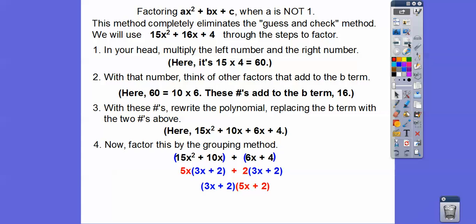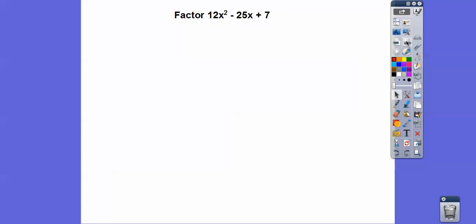Works every time, you guys. It totally eliminates the guessing and checking. Now, if you're good at guessing and checking, please keep going with that. This is the way I teach it in my class, you guys. So let's try it with this.